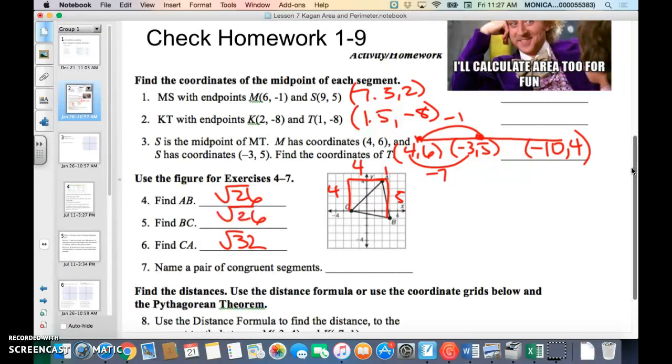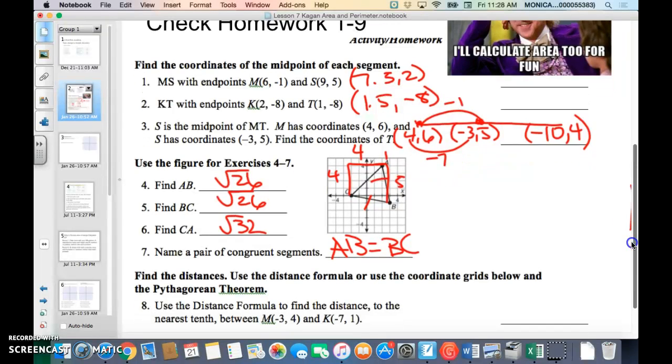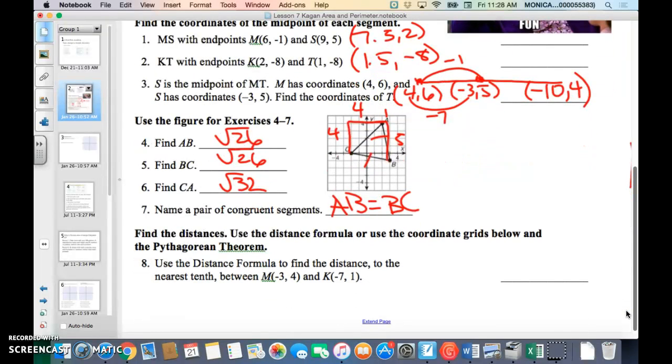Now a pair of congruent segments is AB is equal to BC. And actually, in the next unit, we can mark these like this. They're congruent to each other. And that's actually what we're going to call an isosceles triangle.